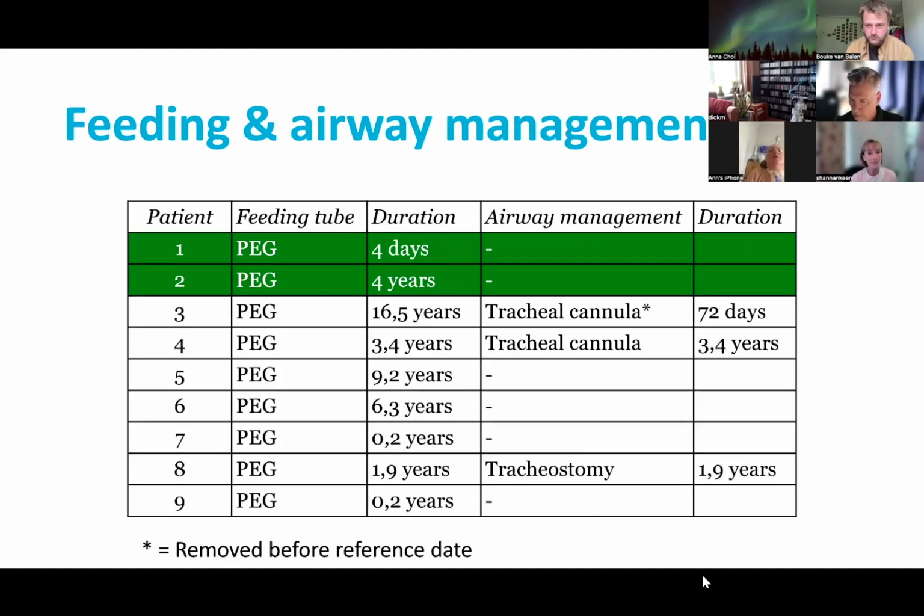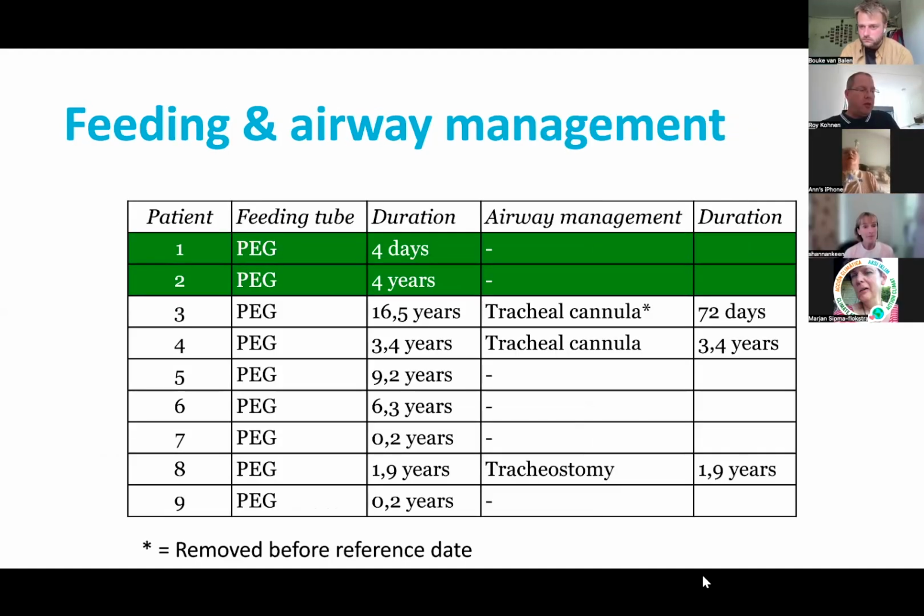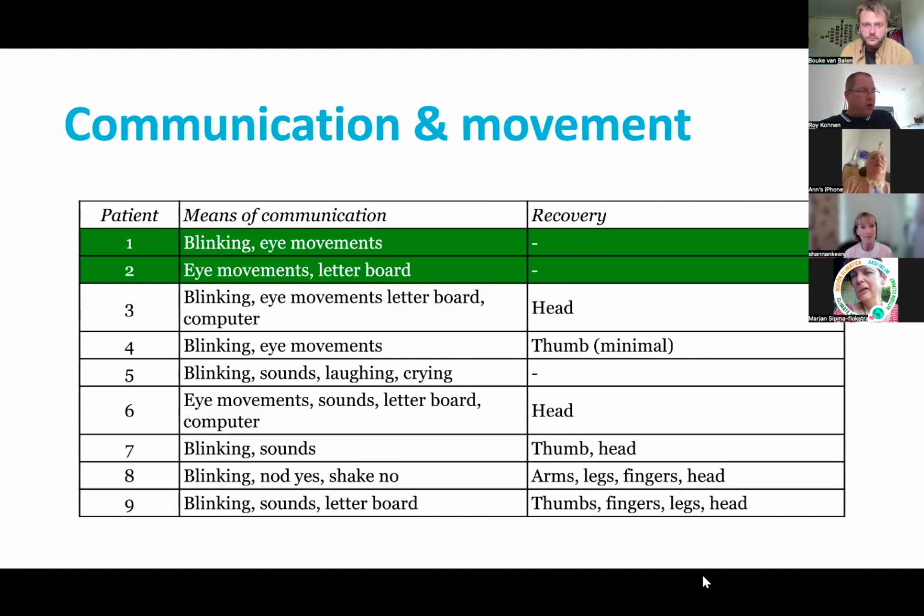All patients had a percutaneous endoscopic gastroscopy. The duration was calculated for the present nursing home stay. Patient 1 was admitted to the nursing home 4 days before the reference date. Patient 1 only responded with yes or no using vertical eye movements or blinking.